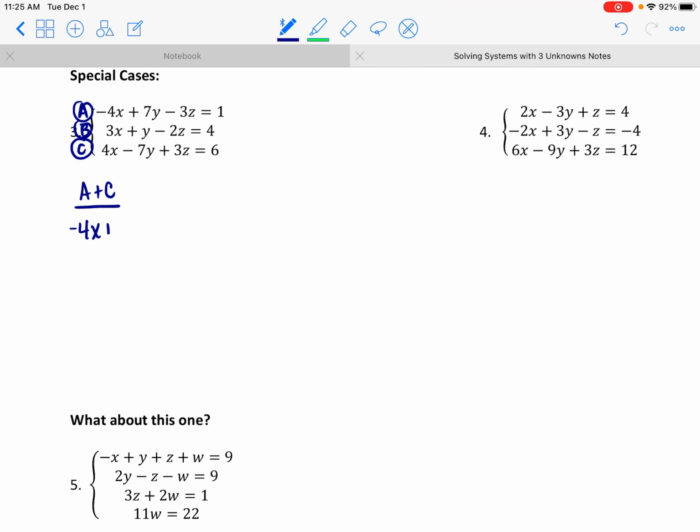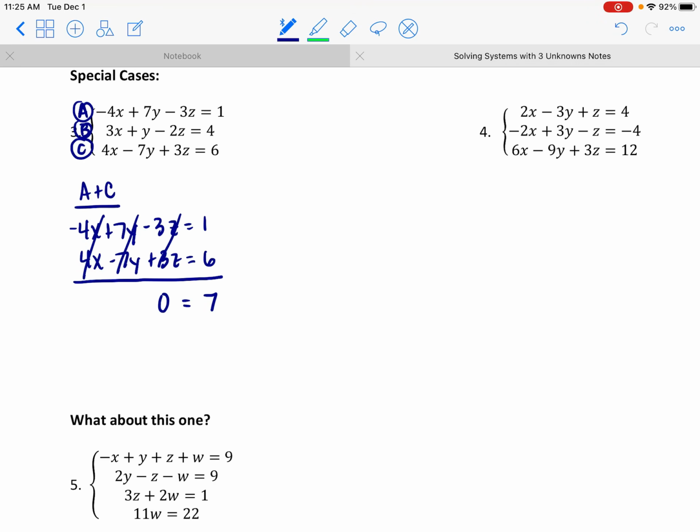So negative 4x and 7y minus 3z equals 1. When I combine C, which is 4x minus 7y plus 3z equals 6, again, putting these together makes everything cancel on this side, so technically what's left is nothing. The number for nothing would be 0, and it's important to have that there so that we can interpret what's left, okay? On the other side, the 1 and the 6 is going to make 7.